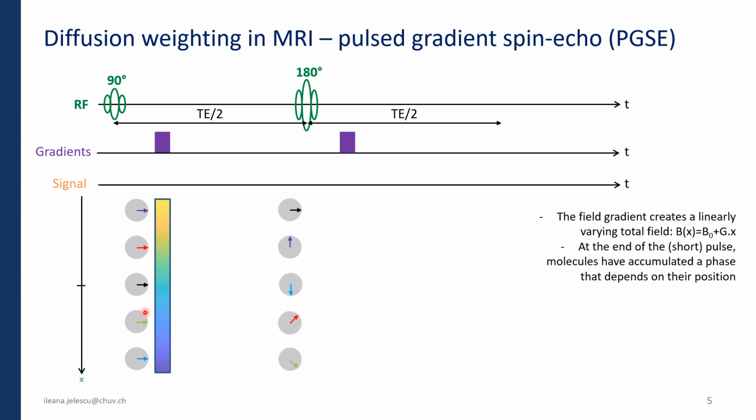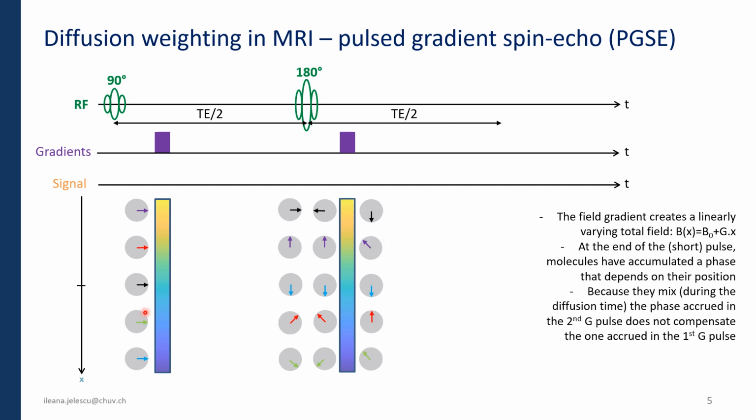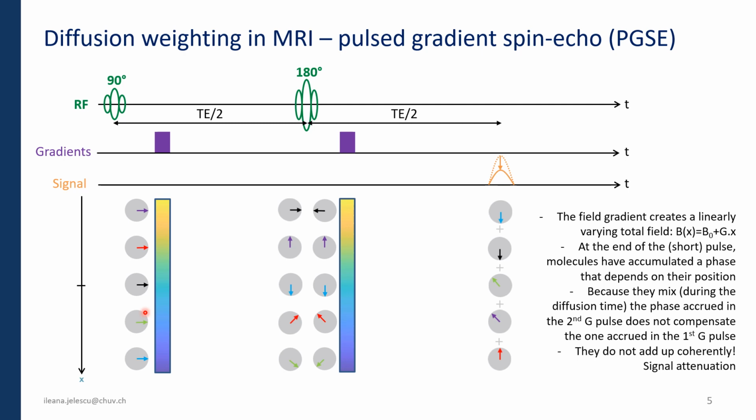Then, because diffusion is happening, these water molecules mix. We apply a 180 RF refocusing pulse, and then we apply a second diffusion field gradient that is supposed to undo completely the effect of the first one. Now, because the water molecules have mixed in the meantime, the phase accrued in the second gradient pulse does not fully compensate the one accrued in the first gradient if the molecules have changed their initial position. As a result, when we add up their contributions vectorially, they do not add up coherently, which results in our signal attenuation.